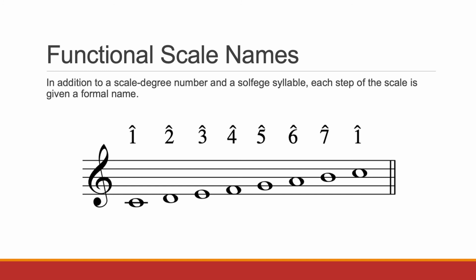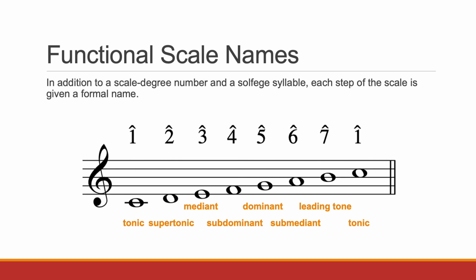Functional scale names. In addition to a scale degree number and a solfege syllable, each step of the scale is given a formal name. Scale degree 1 is the tonic. Scale degree 2 is the supertonic. Scale degree 3 is the mediant. Scale degree 4 is the subdominant. Scale degree 5 is the dominant. Scale degree 6 is the submediant. Scale degree 7 is the leading tone. And here we have the tonic again.